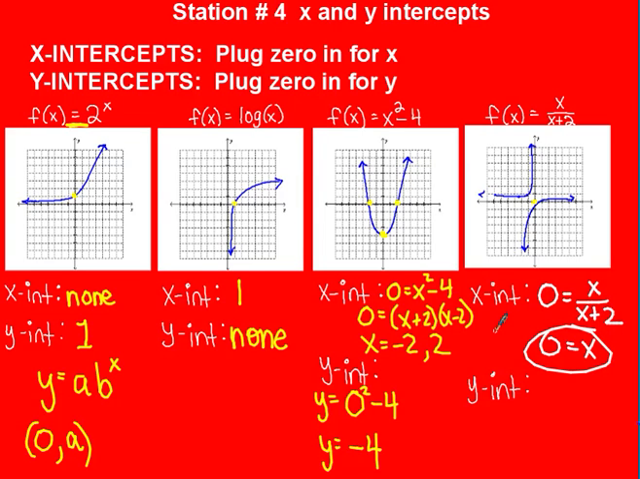The y-intercept, I'm going to plug a 0 in for x, which gives me 0 over 2, and 0 divided by anything is just 0, confirming what we see in the graph.